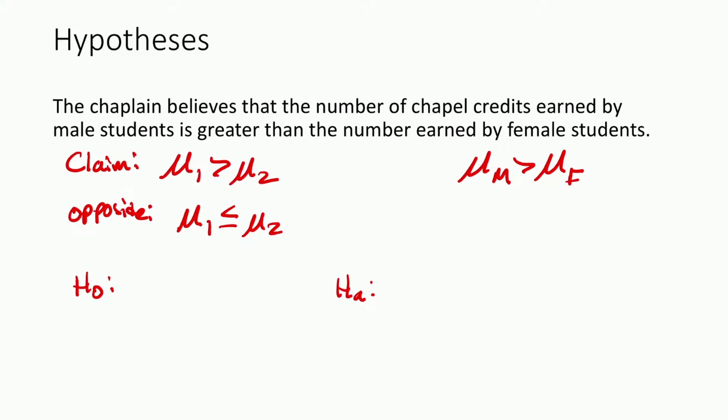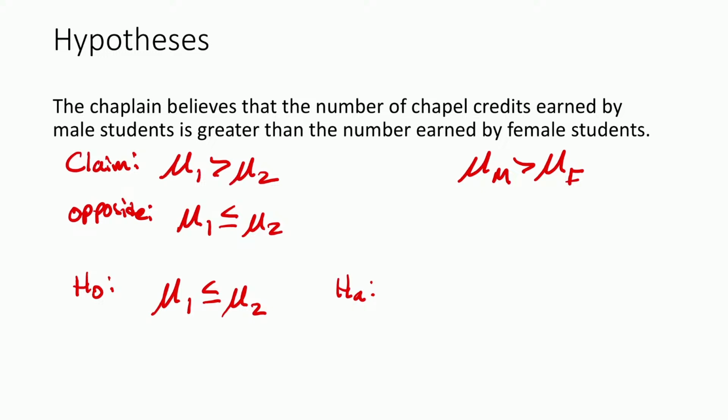Mu1 is greater than or equal to mu2. So I think I misheard you. I think it was less than or equal to, is that what you said? Yes. Yeah, I know, we're reading backwards. But yeah, this one is greater than or equal to this one.